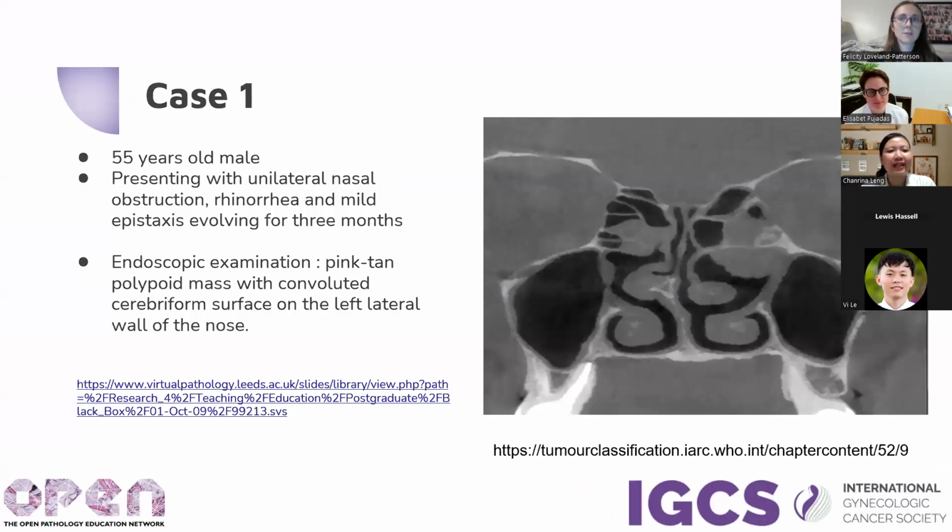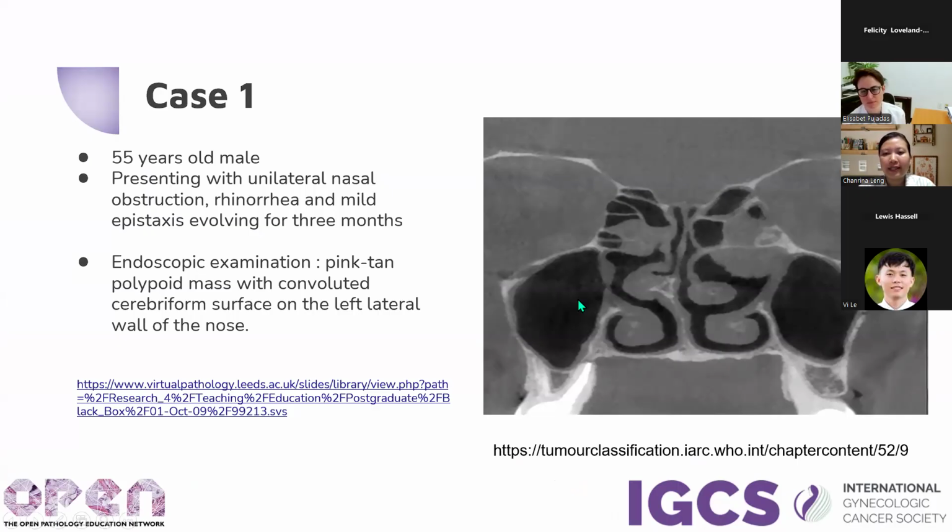Our first case is from a 55 years old male presenting with unilateral nasal obstruction, rhinorrhea, and mild epistaxis evolving for 3 months. His endoscopic examination showed a pink tan polypoid mass with a convoluted cerebriform surface on the left lateral wall of the nose.